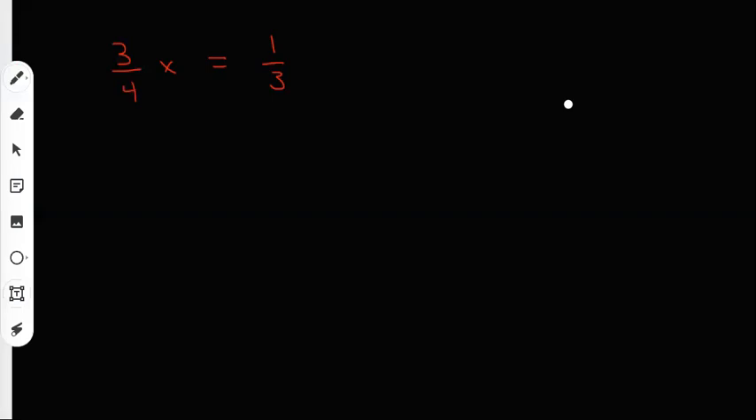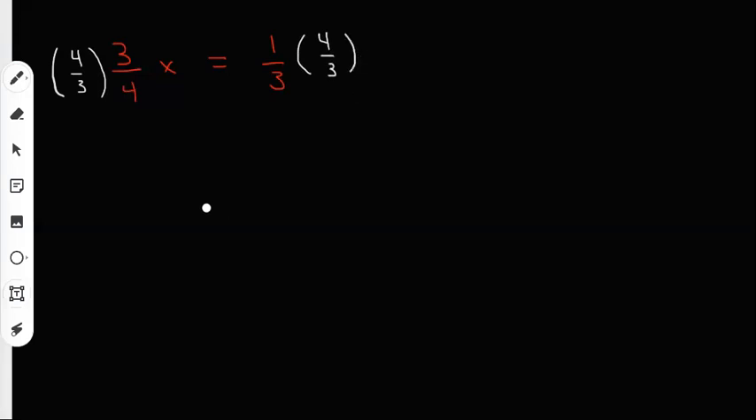But notice when I divide by a fraction, I'm really just multiplying by the reciprocal. Well, what's the reciprocal of 3 over 4? The reciprocal of 3 over 4 is going to be 4 over 3. Notice all I did was flip the fraction so that the numerator is now the denominator, and what was the denominator is now the numerator. I need to multiply the left side by 4/3, and I need to multiply the right side by 4/3.